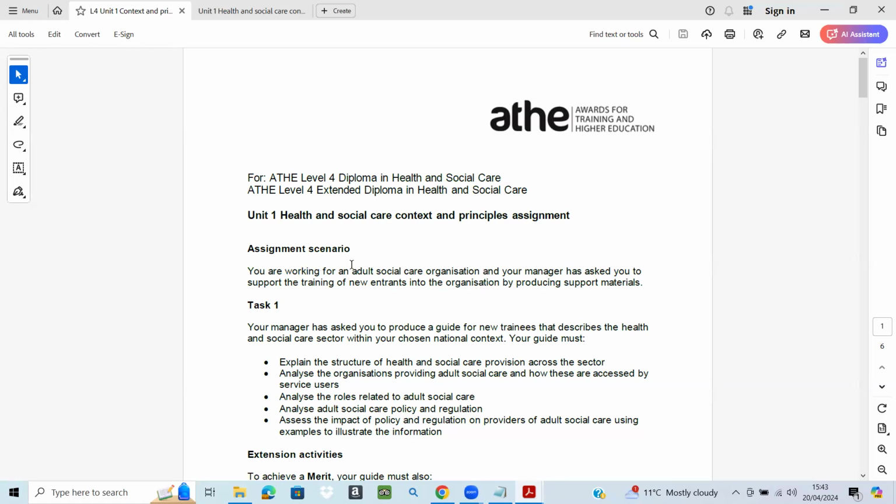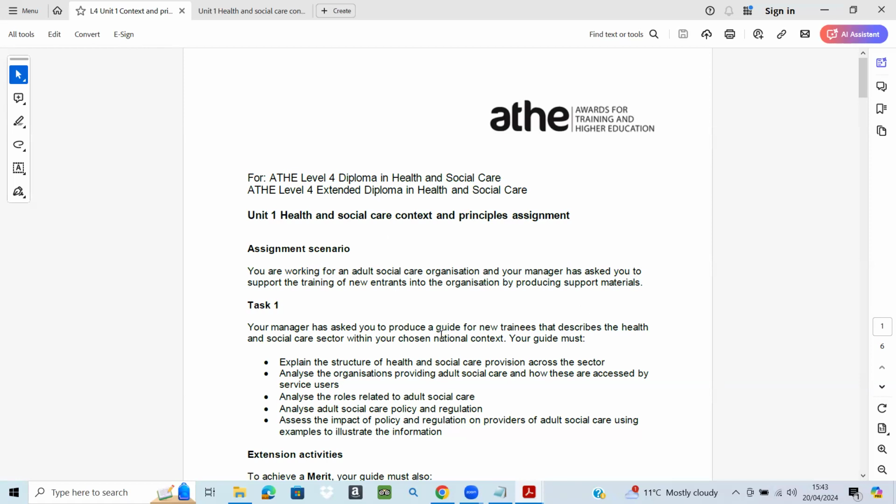So we have been given a scenario here. You are working for an adult social care organization, and your manager has asked you to support the training of new entrants into the organization by producing support materials.